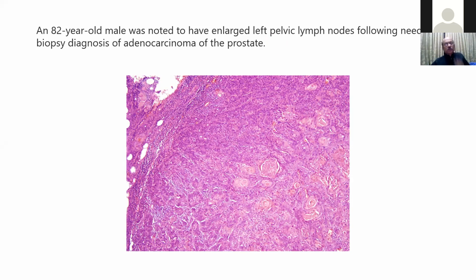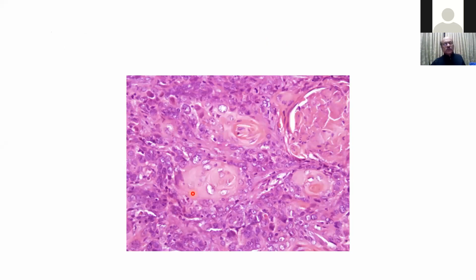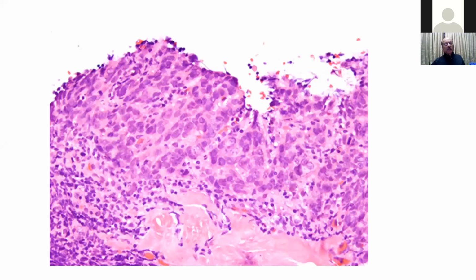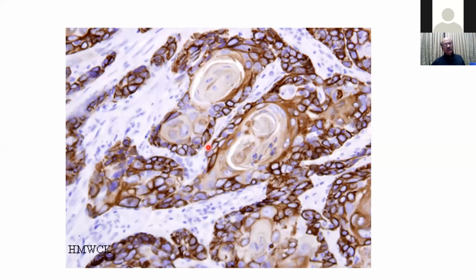The high power view shows squamous pearl formation. Here also some area could be glandular, but there is obvious squamous differentiation, and the high molecular weight keratin is positive.